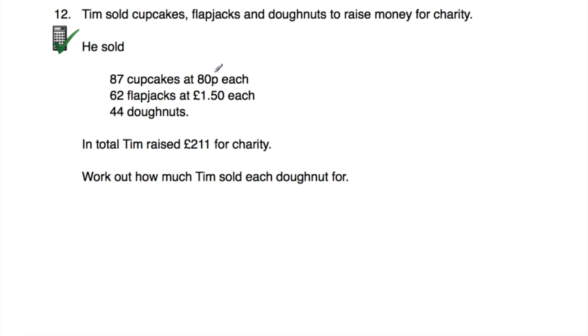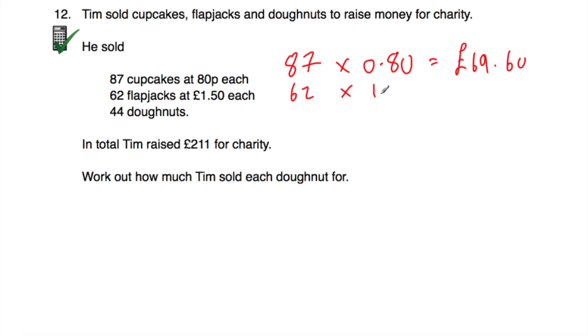Okay, so what I'm going to do is work out how much money he raised in total by selling the 87 cupcakes to begin with. So I'm going to do 87 multiplied by 80 pence. And it's a calculator question, so I can do that on my calculator. So 87 multiplied by 80p is equal to £69 and 60 pence. So that's the total amount of money that Tim would have raised by selling the 87 cupcakes at 80p each. Now in terms of the flapjacks, he sold 62 of those, so 62 multiplied by £1.50 is equal to £93. So he had raised £93 selling the flapjacks.